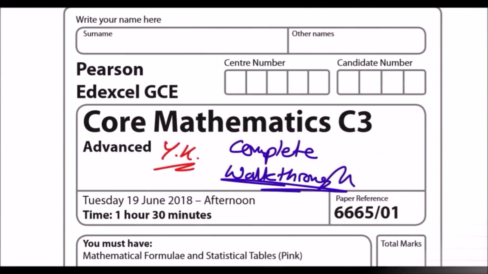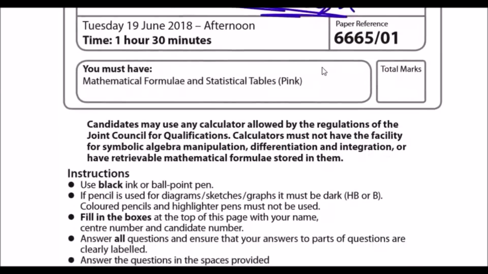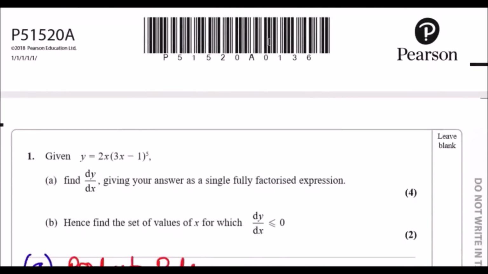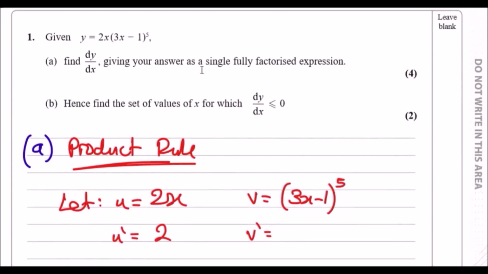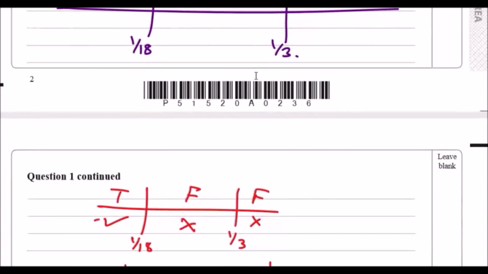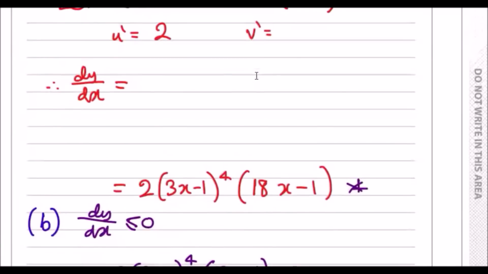So paper C3 of the June 2018 series. Oh, wasn't too bad at all. Now, I just want to say a few things. Overall, this paper was okay. I mean, some of the questions were quite difficultly asked, but otherwise, some of them were not too difficult.